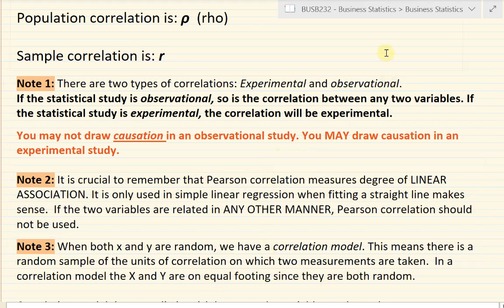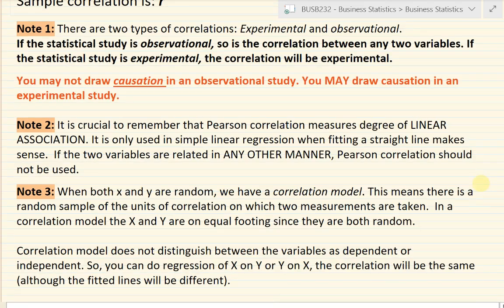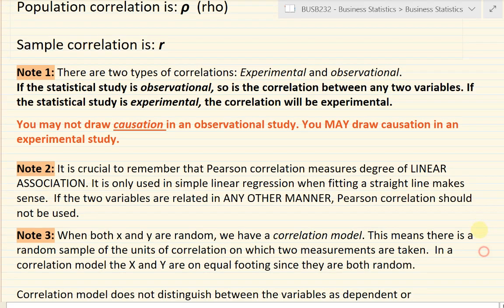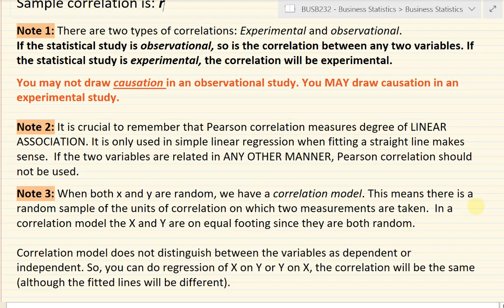Remember, for a regression equation, however, for prediction, it makes a difference. We assume x is fixed and y is random. But in a correlation model, they're both random. Again, this is not in your book, but I thought I mentioned it anyhow. Just to elaborate again, in a correlation model, we do not distinguish between variables. So it doesn't matter. You can do regression of x on y, y on x, and the correlation is the same. But the fitted lines will be different, of course.